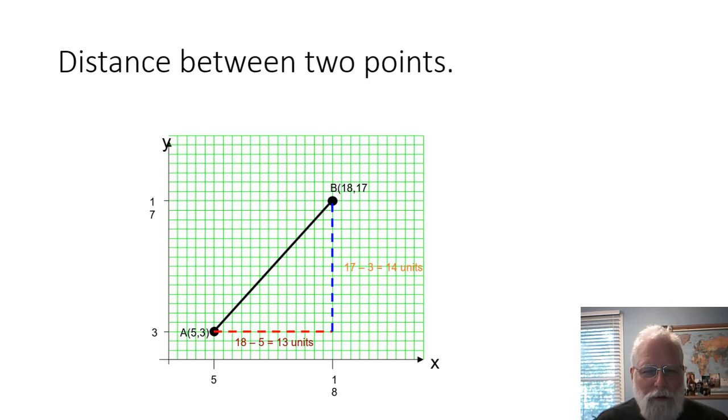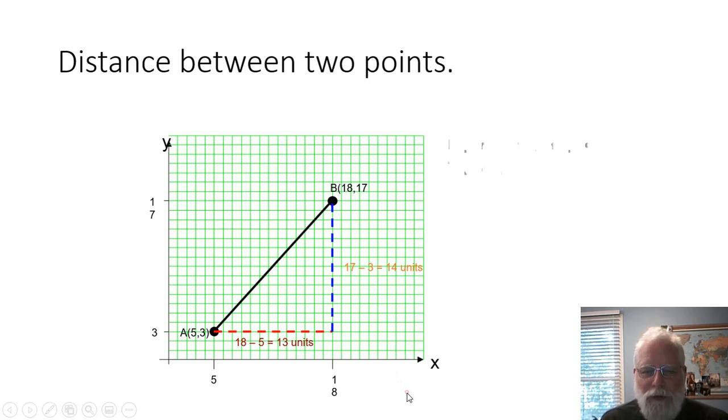Well, in this case, all I do is subtract the x's, 18 minus 5 is equal to 13. So obviously that red line is going to be 13 units long. Count them if you want to check. And from the y's, 17 to 3, if I subtract 17 minus 3, that gives me 14. And if you count them, you go 1, 2, 3, 4, 5, 6, 7, 8, 9, 10, 11, 12, 13, 14. This is 14 units long.